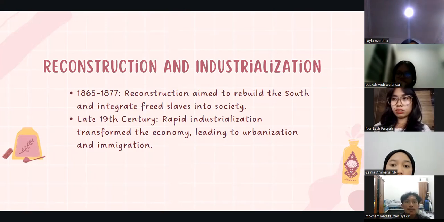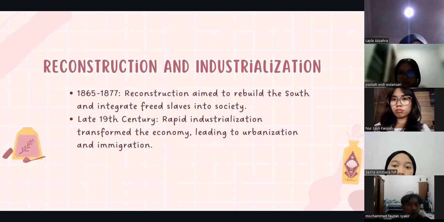The goal was to help the South recover and to give rights to formerly enslaved people, known as freed slaves. Efforts were made to integrate freed slaves into society by giving them citizenship and voting rights. And the late 19th century is the industrialization.